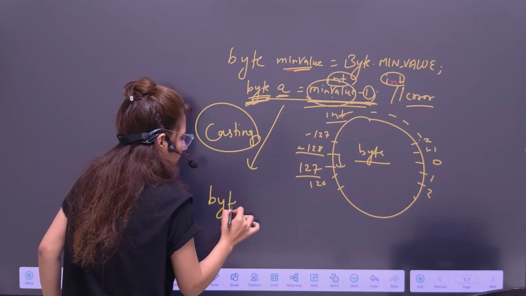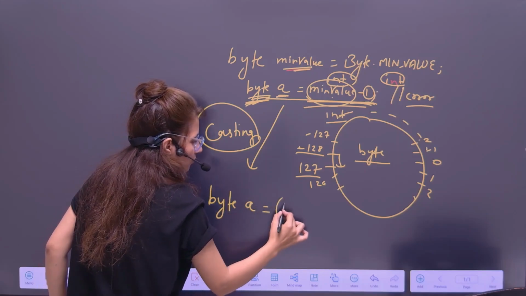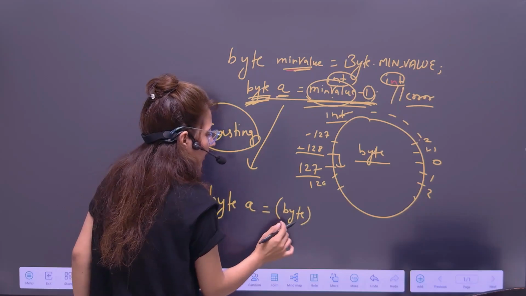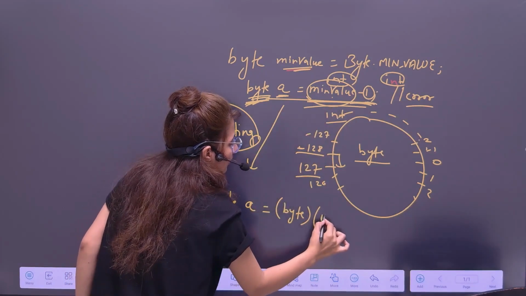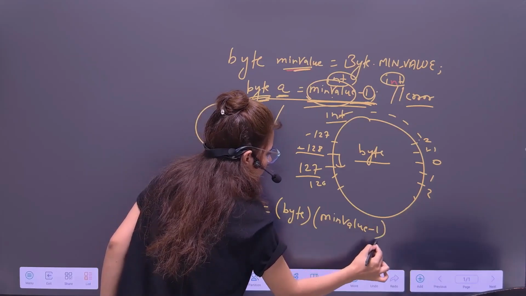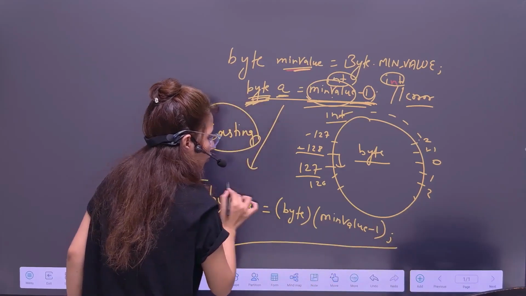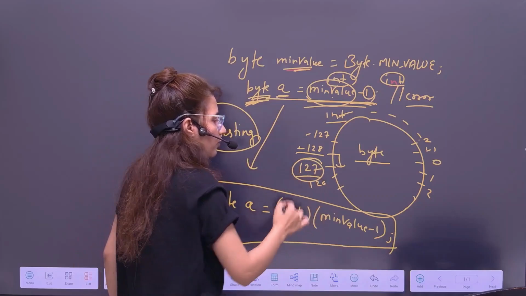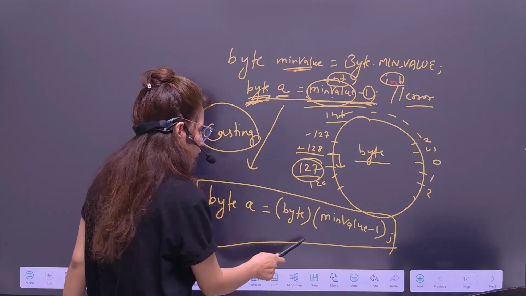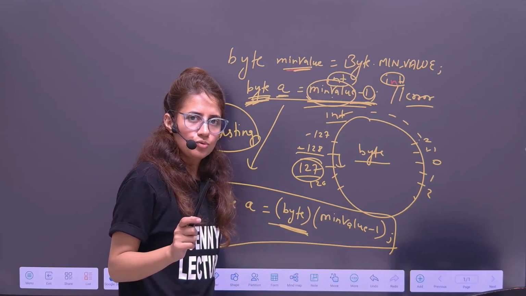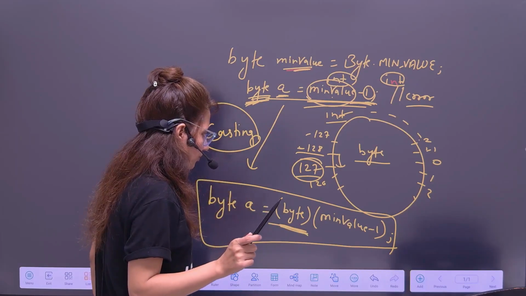So if you want to convert this into byte, because a is of byte type, then you have to write something like this. Byte a is equal to, here in bracket, the name of that data type you want to typecast to, and then min value minus 1. This will not give you any error. And now this will wrap around. It will give you the value 127. So this is casting. And why we need casting, that also I have shown you, right?